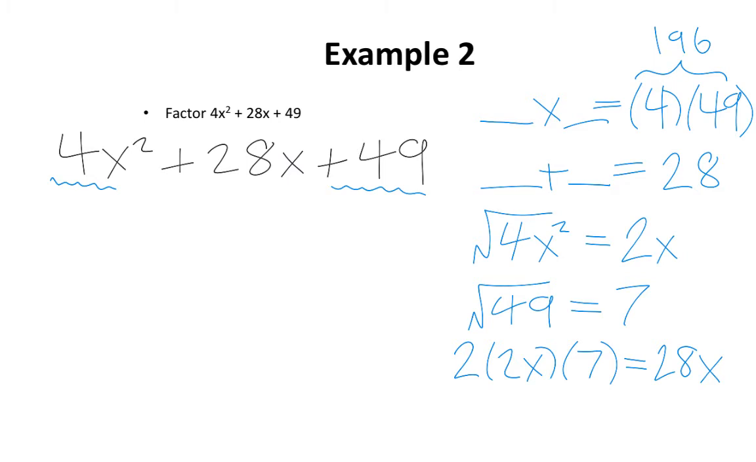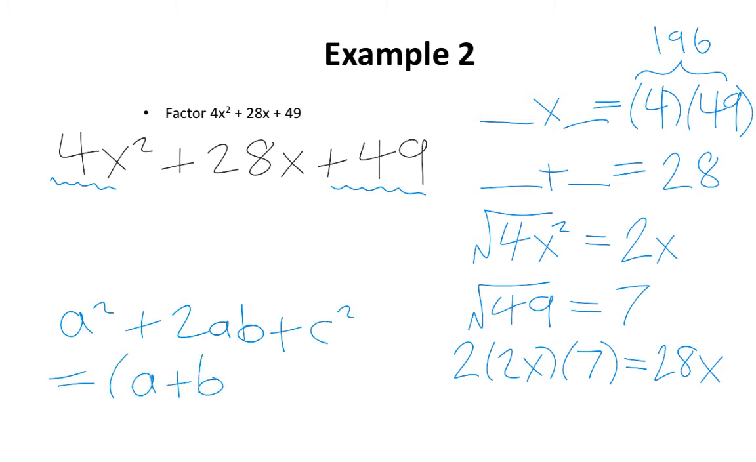I'm just going to rewrite the shortcut. A squared plus 2ab plus b squared factors to (a plus b) squared. So instead of writing a, our a is 2x. Instead of writing b, our b is 7, and all of that is squared. And again, you can always double check your answer by using FOIL.